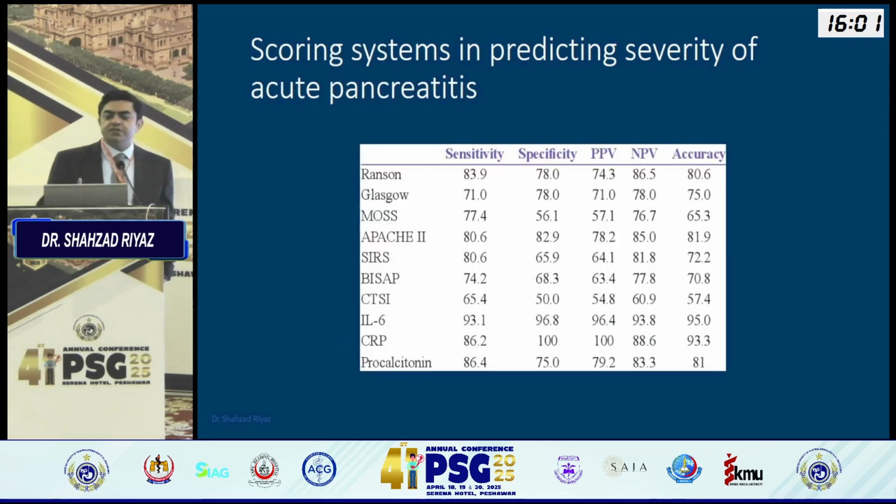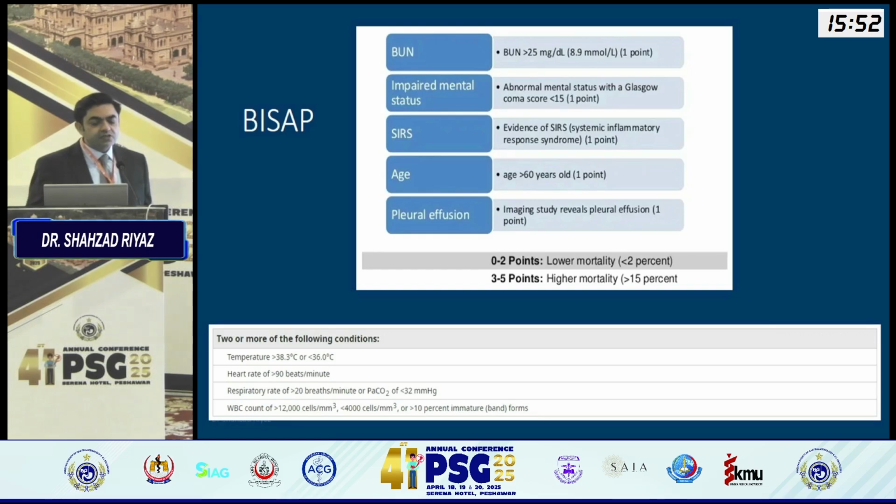And then there are these much more complex scoring systems, and out of these, I tend to prefer the BISAP score, which is relatively easier to calculate.